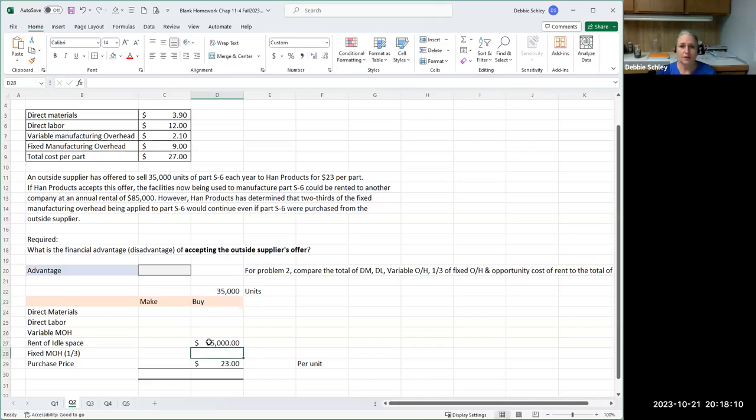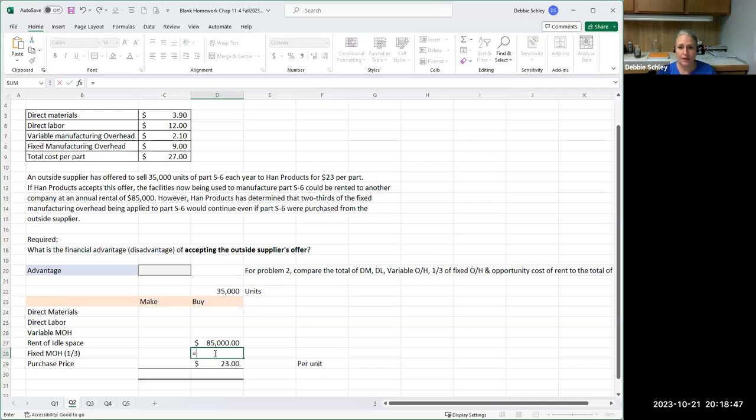Okay, that's important. However, Han Products has determined that 2/3 of the fixed manufacturing overhead being applied to part S6 would continue, even if part S6 were purchased from the outside supplier. So that means in our decision, we need to include the 1/3 that would go away, right? The 2/3 stay, then 1/3 goes away. So 1/3 of the fixed manufacturing. So I'm going to put that in before I forget.